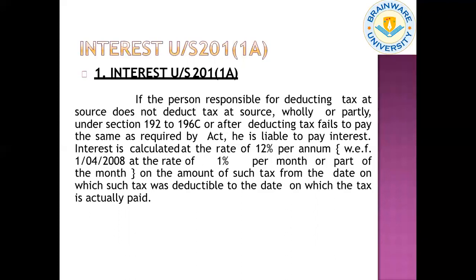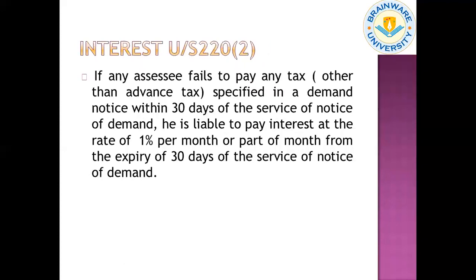So Section 201 is clearly for the case where the person has deducted the tax from the employee's pay, but has not actually paid the tax to the government. In that case, he is liable to pay interest at the rate of 12%, and that will be calculated on a monthly basis, depending on the month of the actual date and the date on which he is actually paying. So it is clearly a section for the TDS portion.